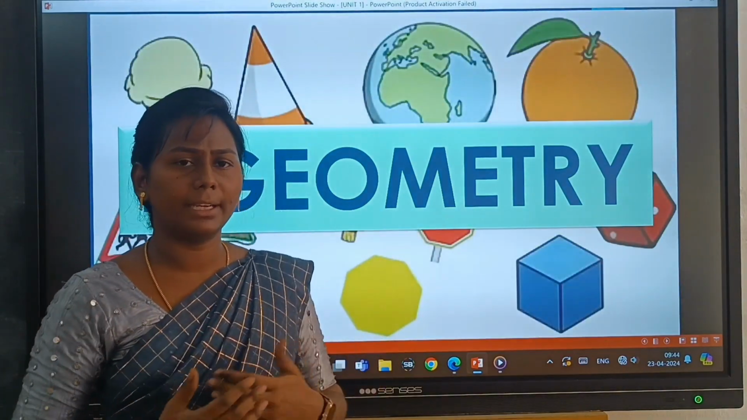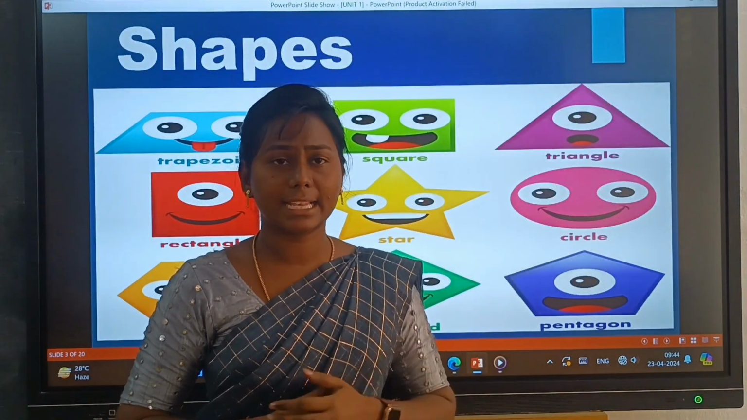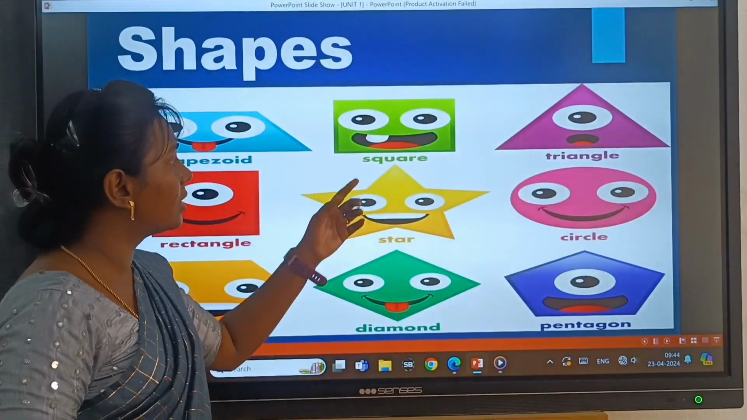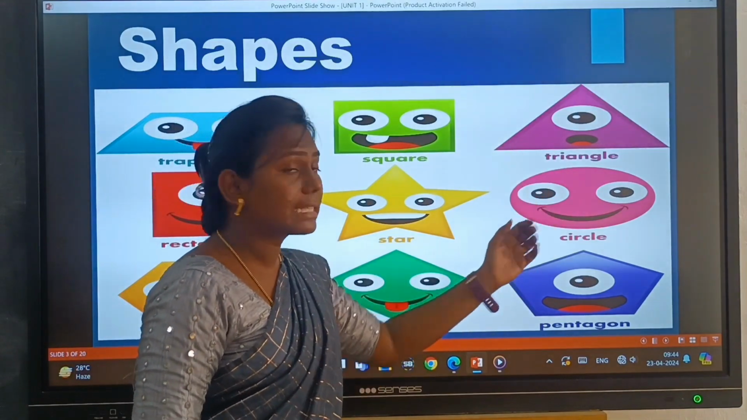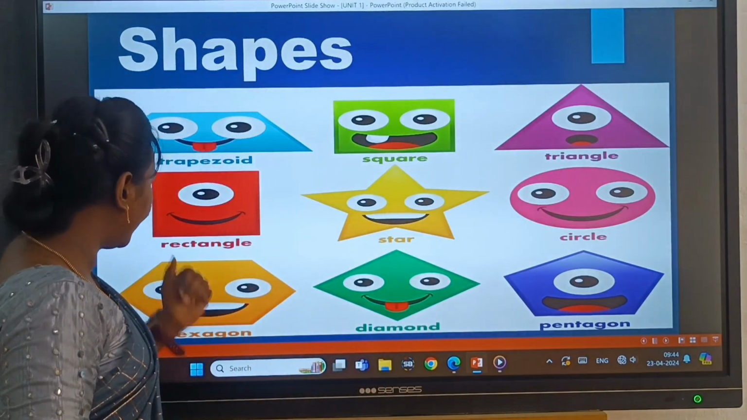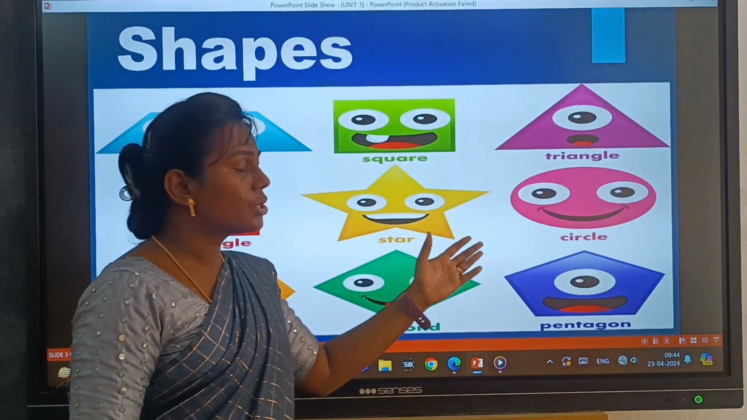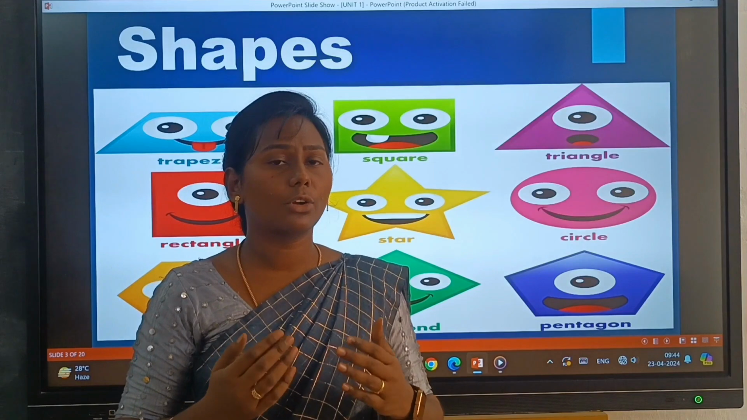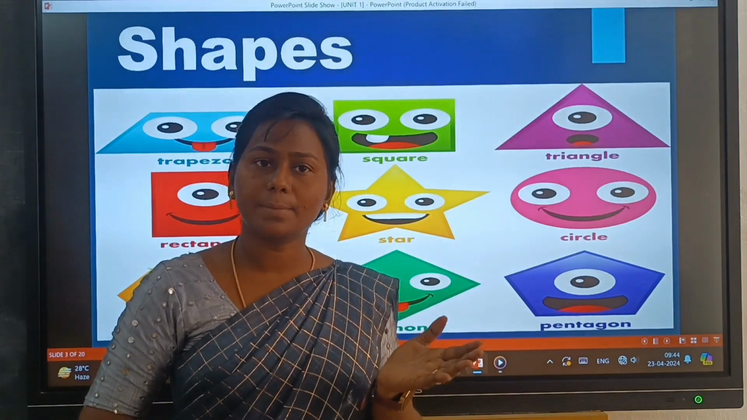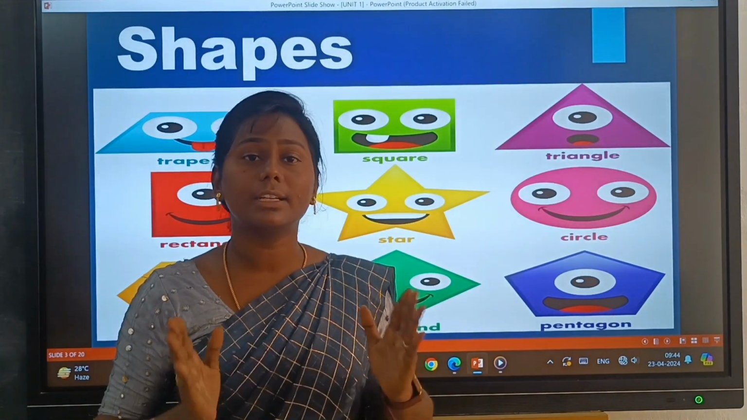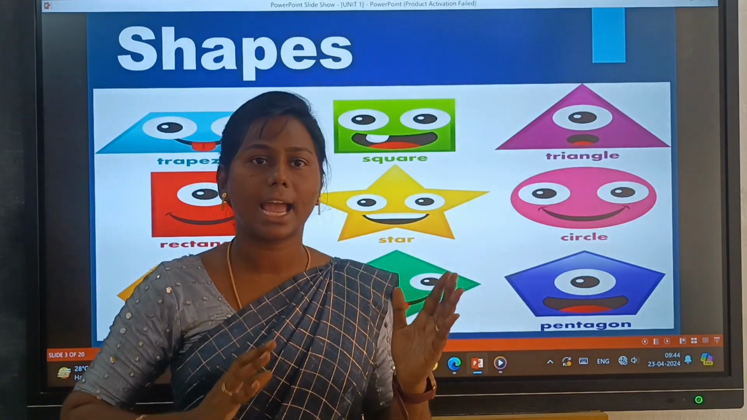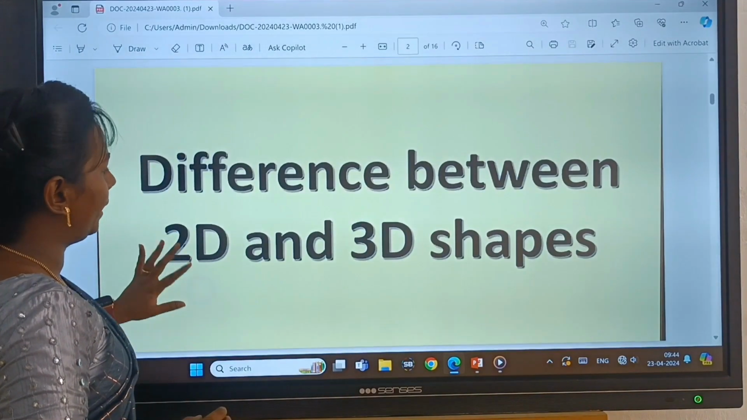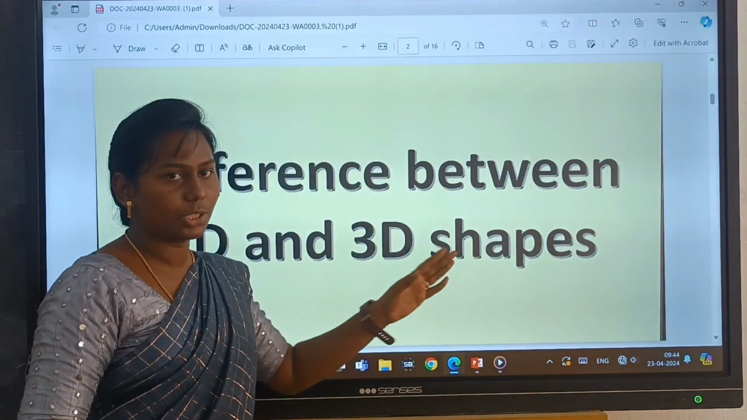So, what is geometry? In your earlier classes, you already learnt about shapes. Am I correct? Square, triangle, circle, star, rectangle, hexagon, diamond. These are the shapes you already learnt in your earlier classes. Now, we are going to discuss 2D shapes and 3D shapes, and also differentiate between 2D shapes and 3D shapes.